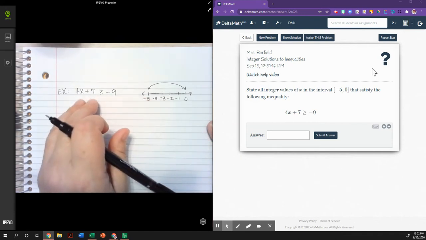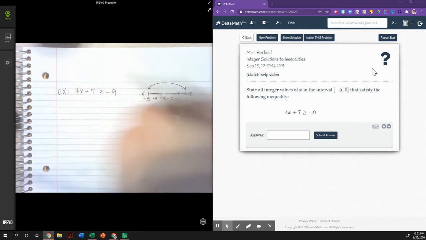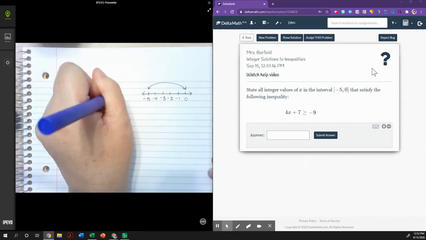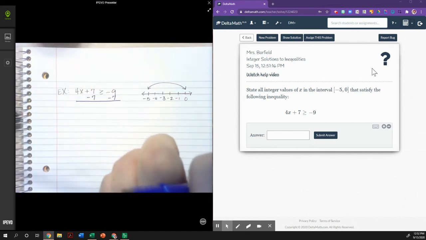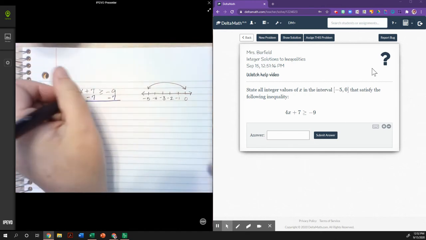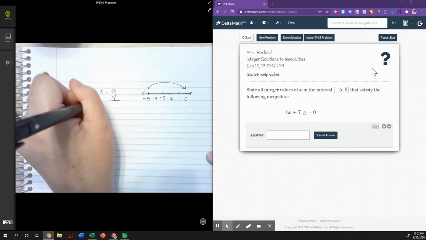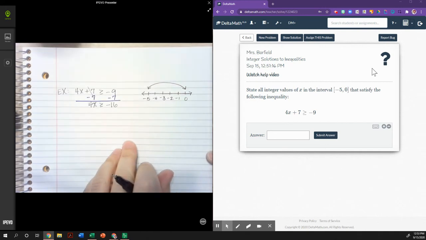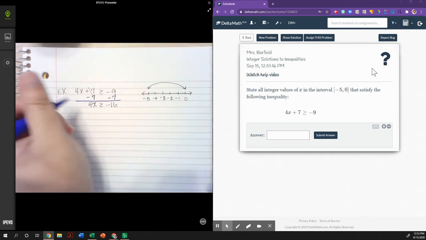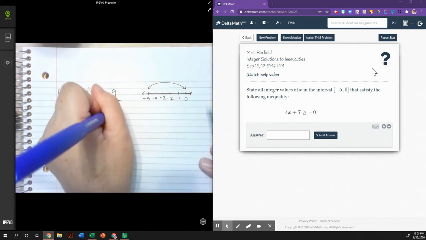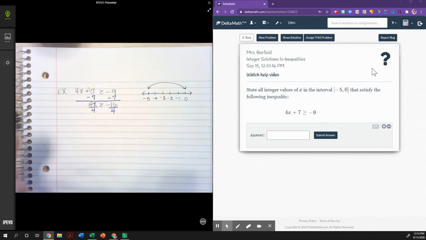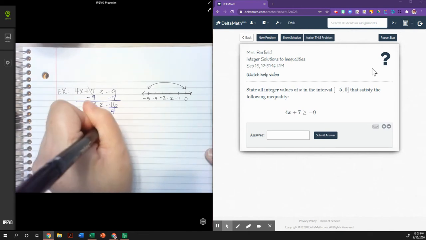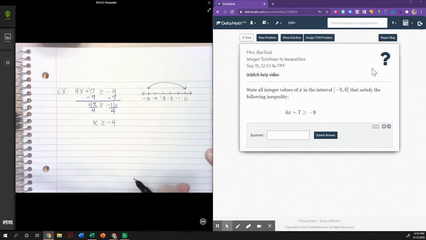So let's look here. Let's take 4x plus 7 and subtract 7 from both sides. When I do that, I'm left with 4x greater than or equal to -16. Then to solve that, I'm going to divide by 4. So I get x greater than or equal to -4.